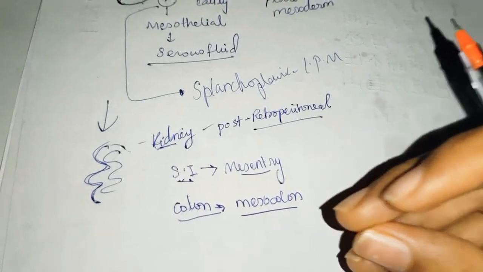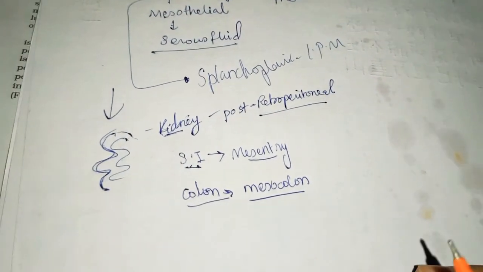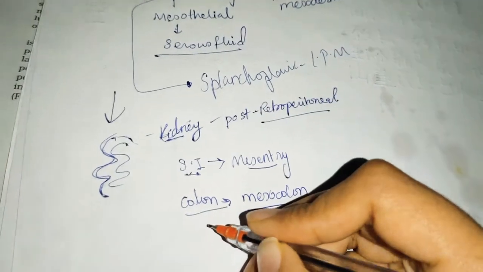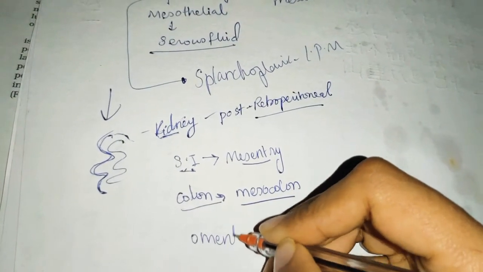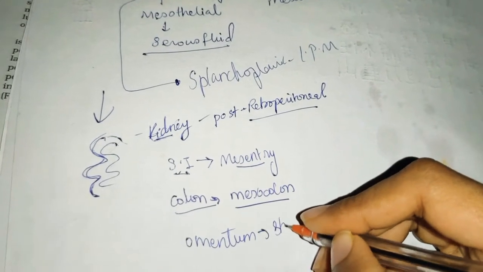And actually, the large peritoneal folds are attached to the stomach and they are called omentum. So omentum is the fold of peritoneum which is seen in the stomach.